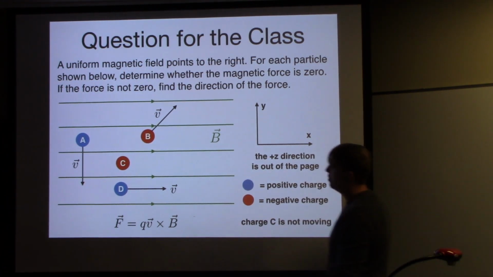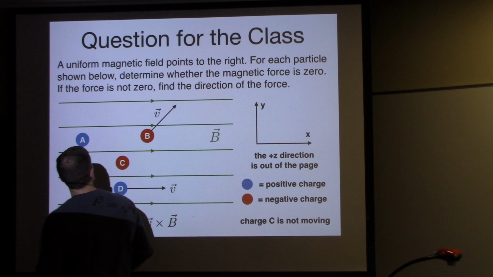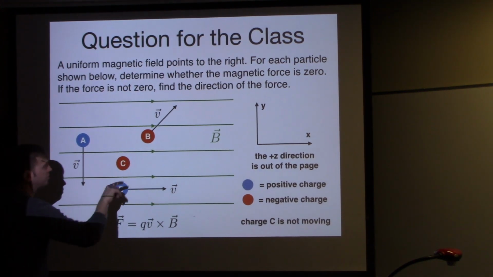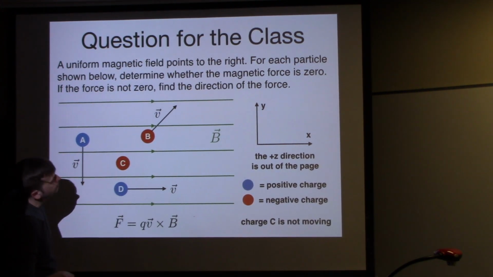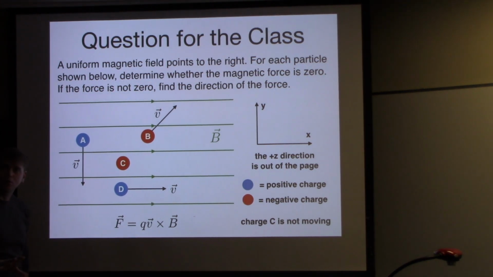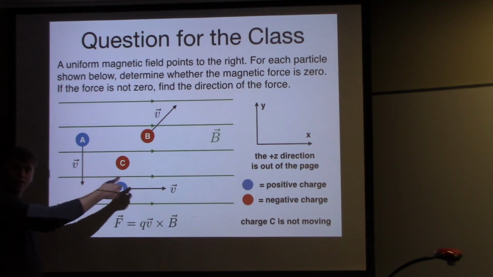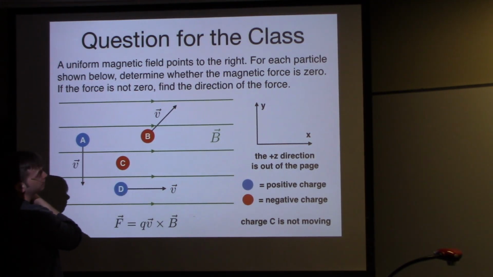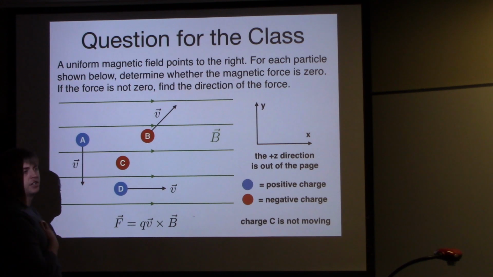All right, let's go to charge B. That's this one. Now my velocity vector is kind of going up and to the right. And again, I don't think I have 0 force here because my velocity is not going exactly with or exactly against the B field lines. So I have to figure out what direction it is now.